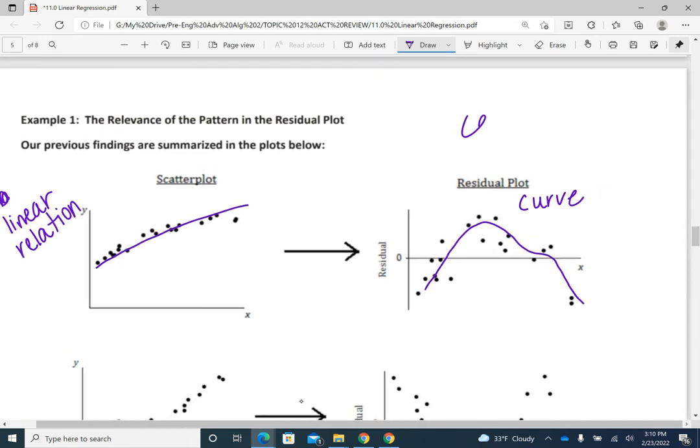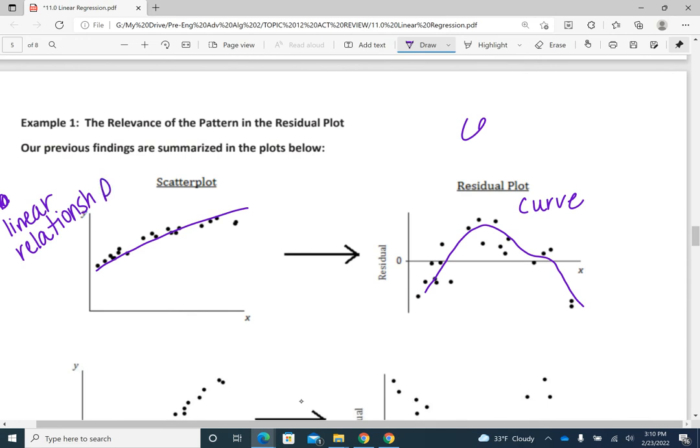So that tells me the scatter plot, that the linear relationship is not appropriate. So maybe instead of a line of best fit, I might want to do a curve of best fit. Maybe a quadratic, polynomial, power.